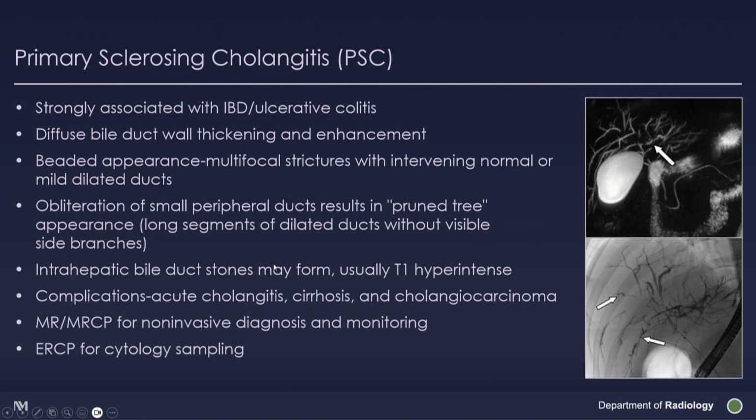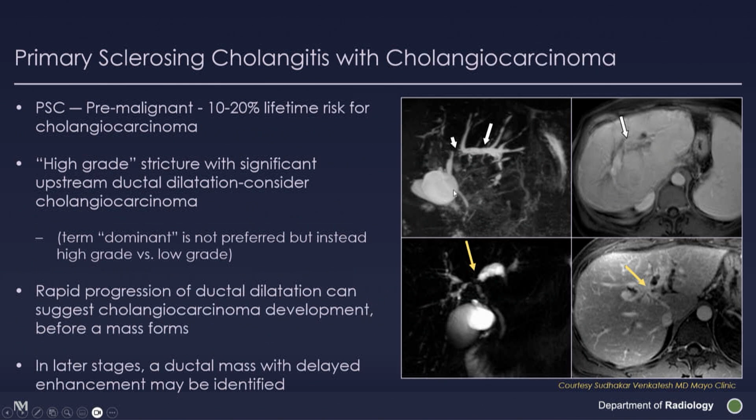So again, we use MRCP for non-invasive diagnosis and monitoring these patients. And generally, we use ERCP if we want to either stent them or for sampling and getting a tissue diagnosis. So these are two different examples. You can see the biliary dilatation. You can see how subtle sometimes the enhancing mass is, as illustrated here. Another example with biliary obstruction, and again with the presence of an enhancing mass.